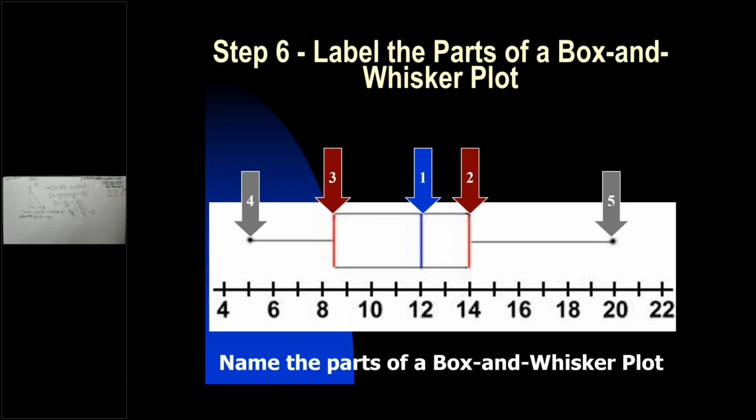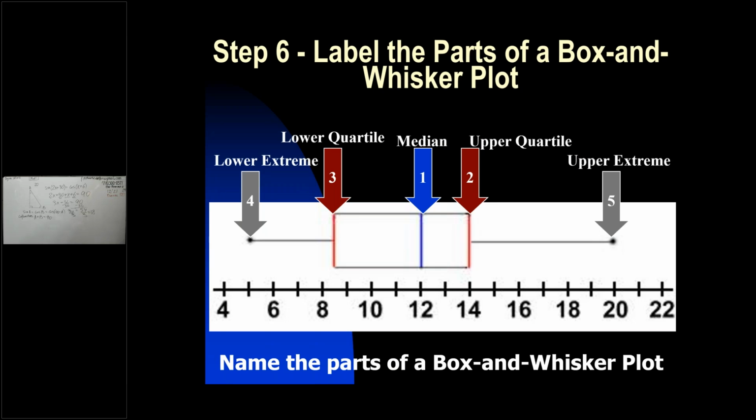Label the parts of the box and whisker plot. Now let's go through these names. These are steps 1, 2, 3, 4, 5 when you build it. And this is the median, upper quartile, lower quartile, lower extreme, and upper extreme. The key thing is you have to know the terminology. Actually, nothing else, just put lower extreme and upper extreme. So far, so good?